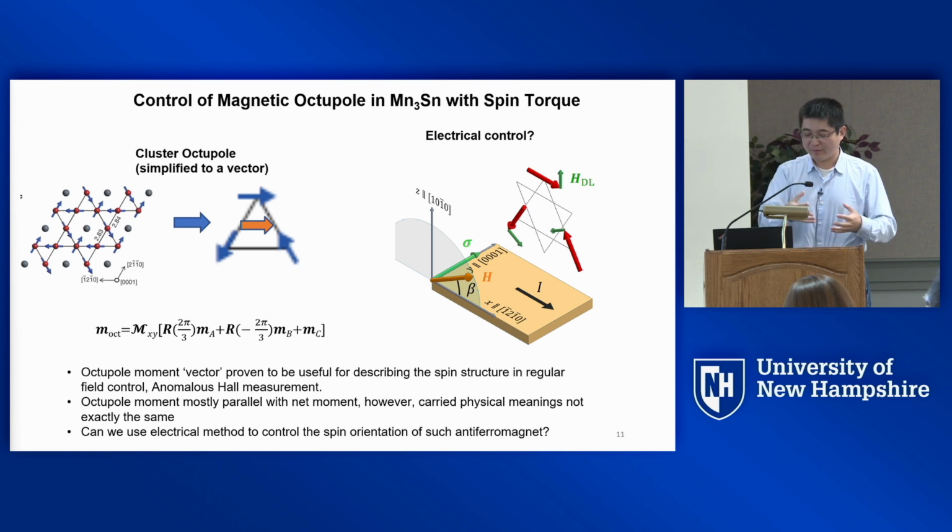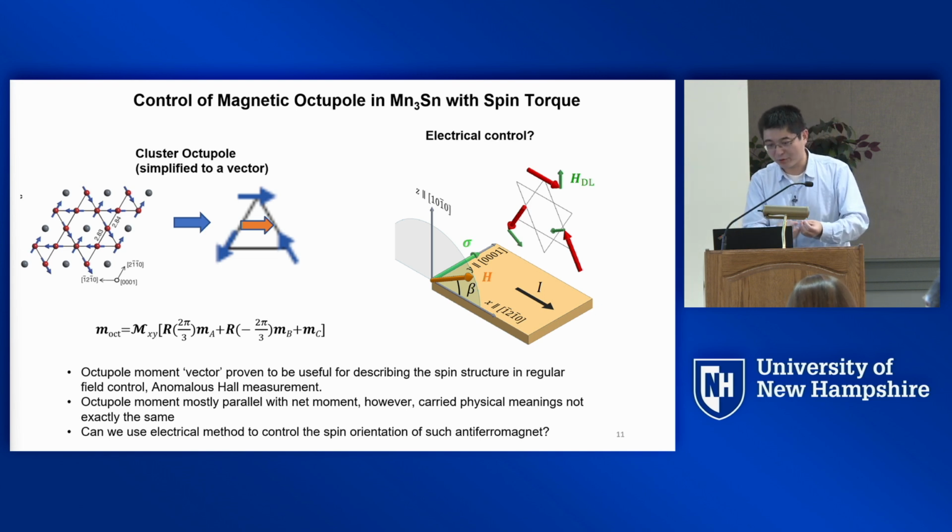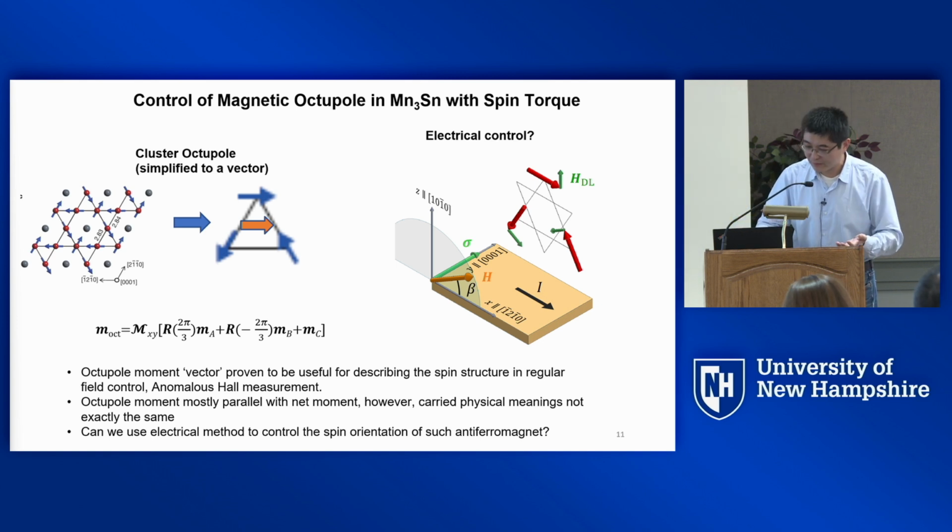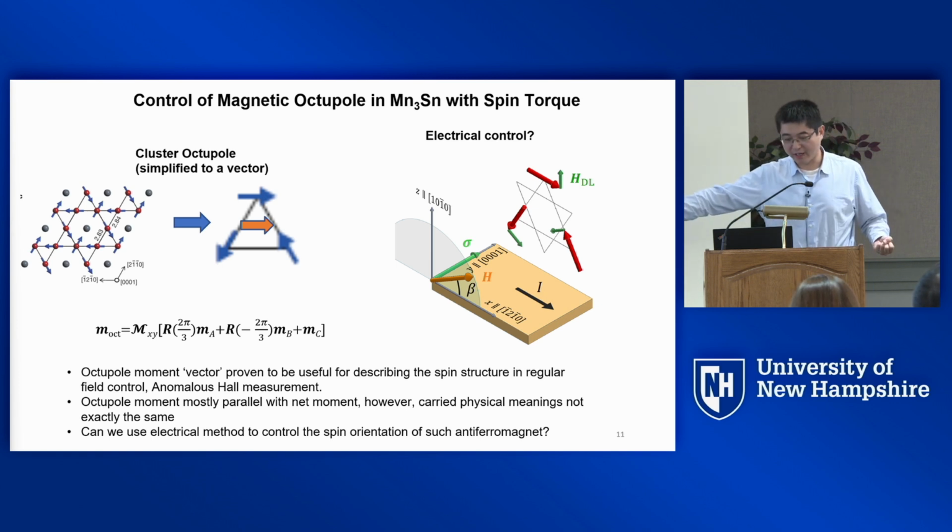In order to describe such switching of magnetic ordering, people developed a quantity known as the cluster octupole. Just like if you have a single spin, it's described by a dipole. If you have two spins, it's described by a quadrupole. And if you have three spins, then you need to describe it by an octupole. In principle, this octupole is a high-order tensor, which is super complicated.